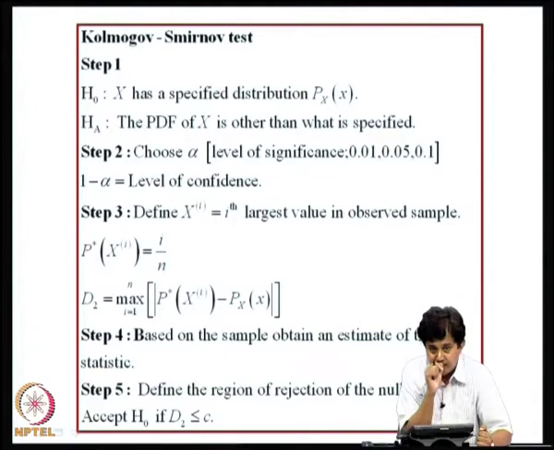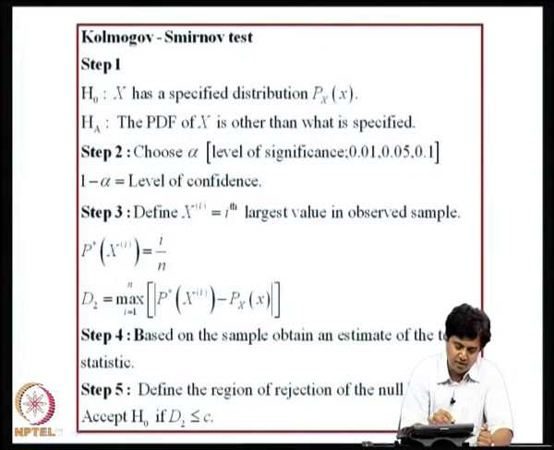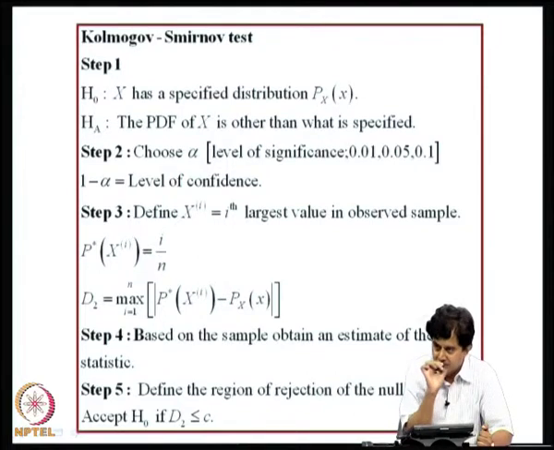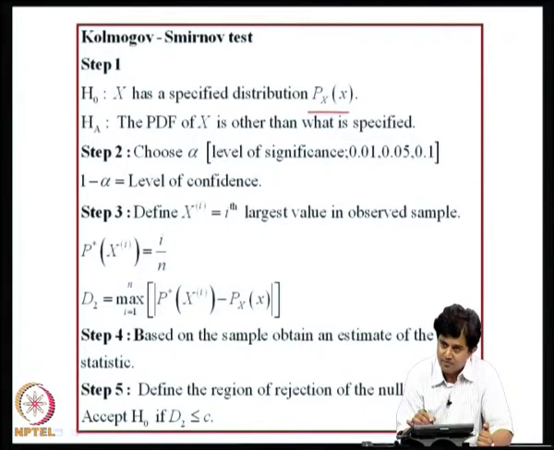Now can we formulate hypothesis testing procedures to verify the null hypothesis? For example, H naught, the null hypothesis: x has a specified distribution Px of x, that means the population has this prescribed probability distribution function. You have a sample now, and based on properties of the sample you have to test this hypothesis. The alternate hypothesis is that the PD of x is other than what is specified. This Px of x needs to be completely specified. For example, the population can be Gaussian but with different parameters.